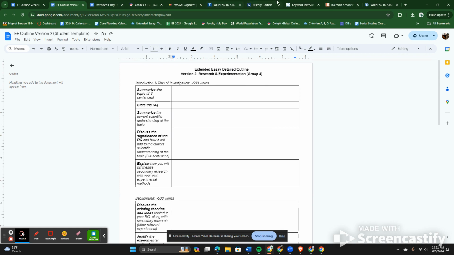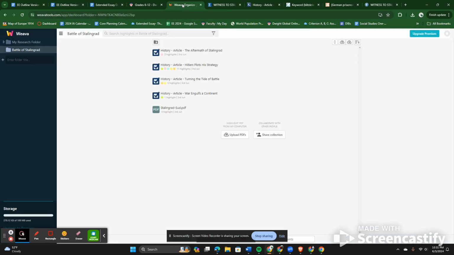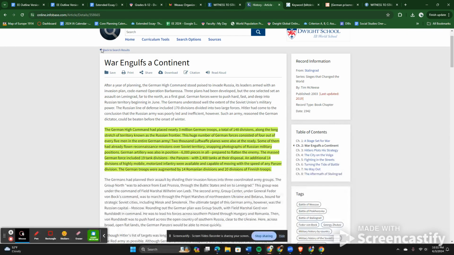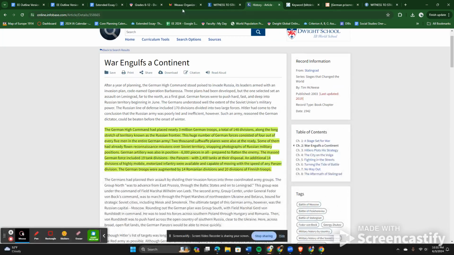Okay. So the last thing I want to talk about, I'm going to wrap this up here in just a few minutes, is how to use this in conjunction with Weava. So I've made a new Weava page here. You can see this is a new folder that I have in here for my spoof topic of the Battle of Stalingrad. And I found a few new resources here. This is through Infobase here. Right. So I have some articles here, and you can see I have one open that I've been highlighting from. But I go back to Weava.